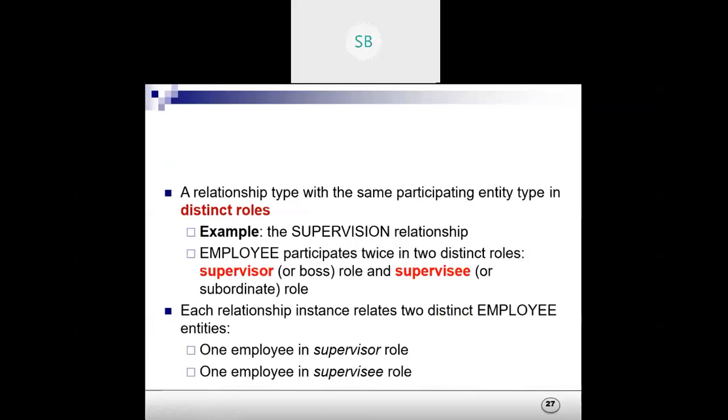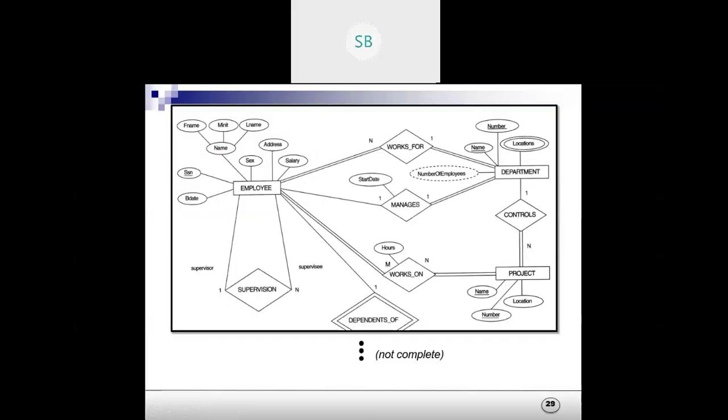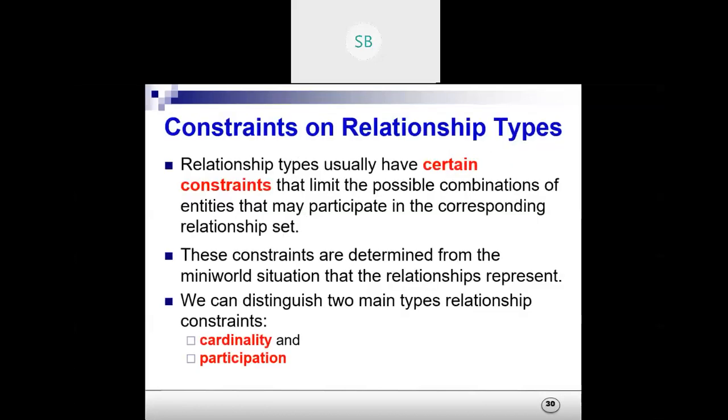Okay, so you can see that in the employee entity, only one will be the supervisor and the others will be supervised. Now, constraints on relationship types. You can see various constraints are there. You have two main relationship constraints: first is the cardinality, and the second is the participation constraints.